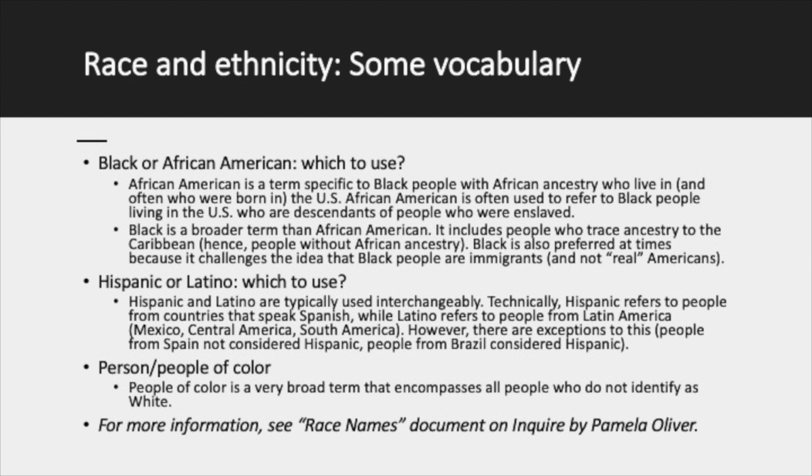However, there are exceptions to this rule. People from Spain typically are not considered to be Hispanic. If somebody with Spanish descent was to answer the census, they probably wouldn't mark Hispanic. People from Brazil who speak Portuguese, not Spanish, are typically considered to be Hispanic.